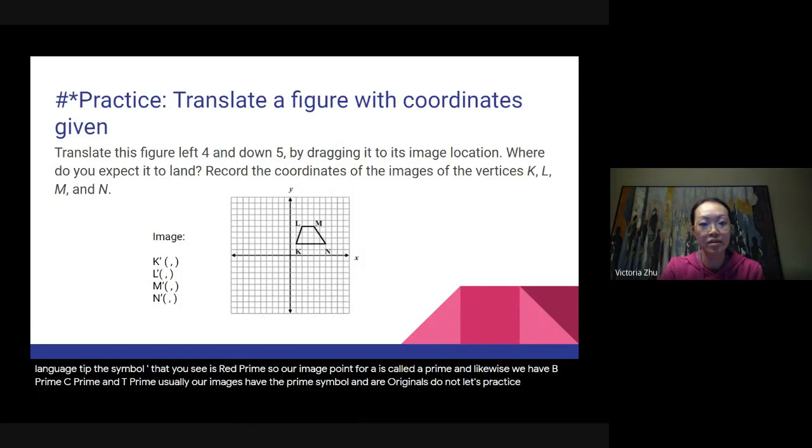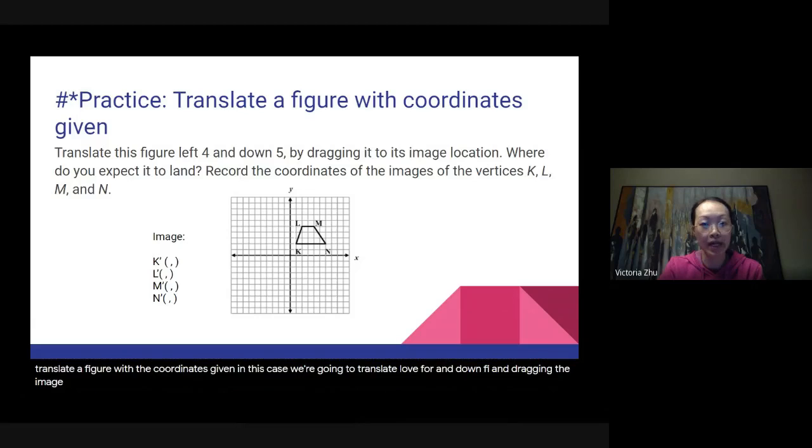So let's practice. You'll see that I have stars on these problems because those are the essential problems that I'm going to be assessing you on. Let's translate a figure with the coordinates given. In this case, we're going to translate left 4 and down 5 by dragging the image. Again, be careful when you drag because it's going to be a little confusing with the boundaries of the picture.